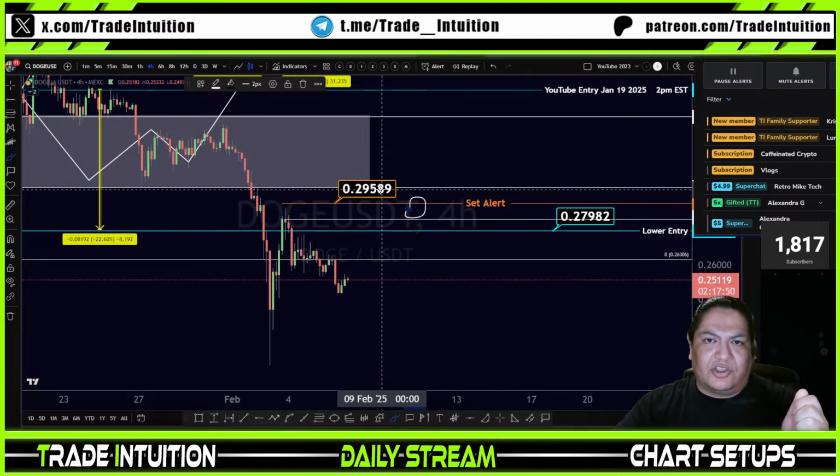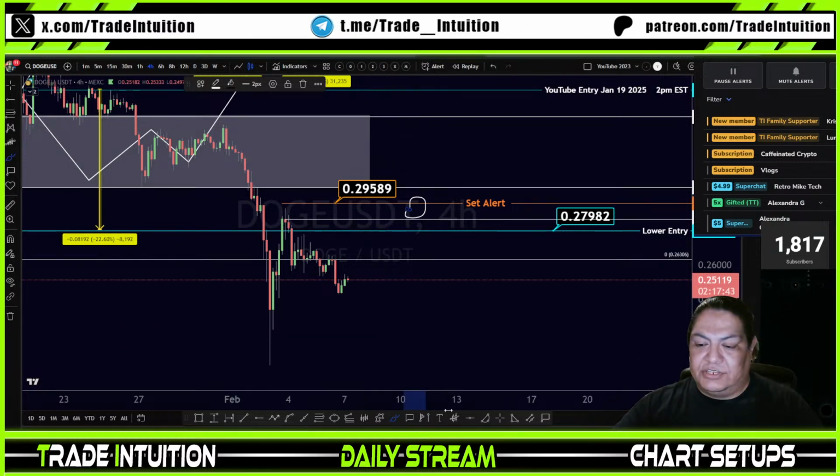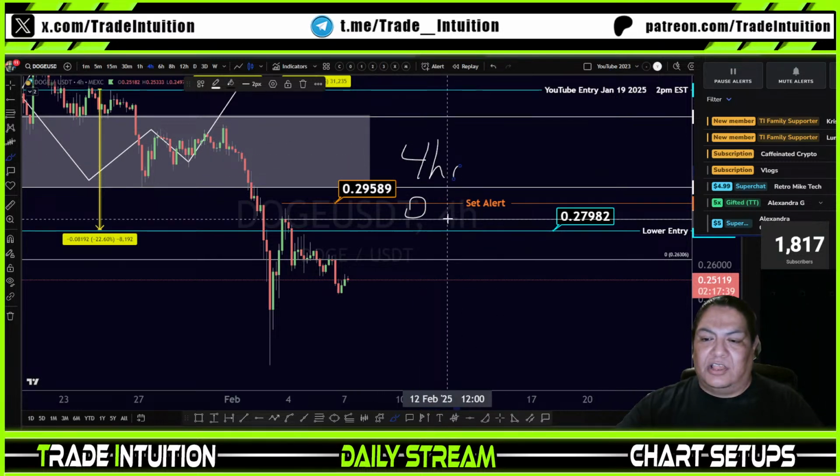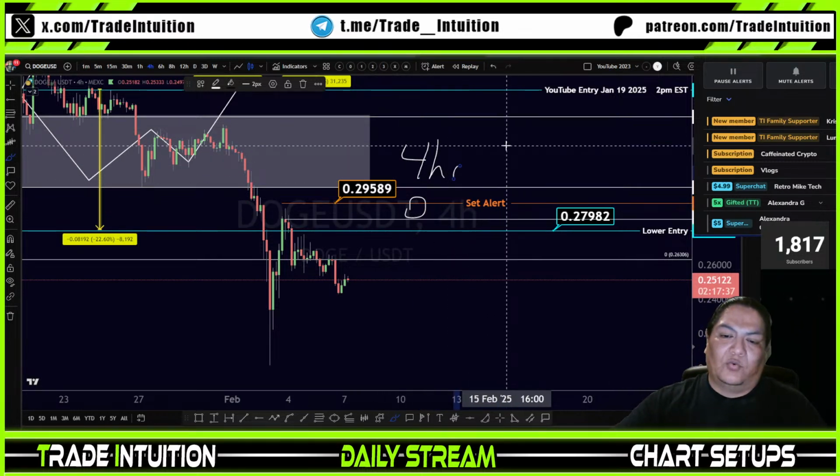Wait for the alert to go off. Once the alert goes off, the 4 hour, and I'll write it down here too, the 4 hour candle must close above this level. Once it does, you're good. If it doesn't, you've got to wait.